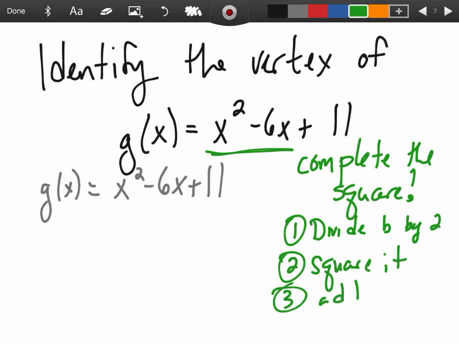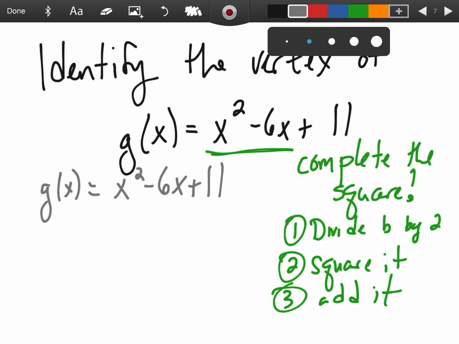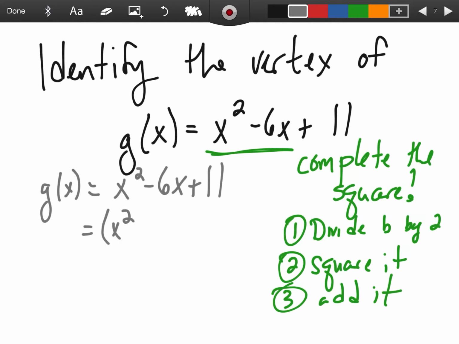All right, let's just practice this. Hopefully this is a brief review of completing the square. So we take x squared minus 6x, and I always like to write that in parentheses to start, just so I can look at where I am trying to complete the square. So that's x squared minus 6x. Well, what do we need to add in order to complete the square?